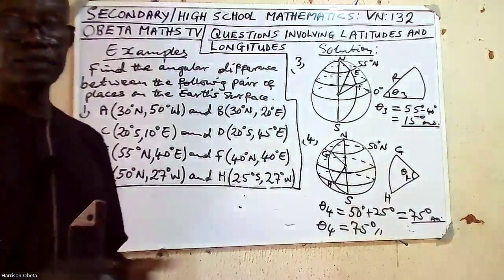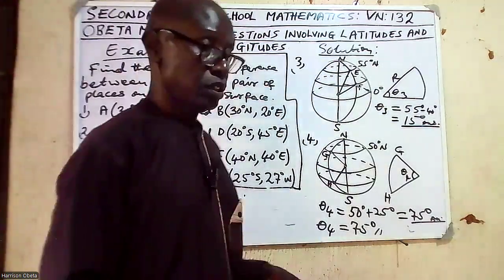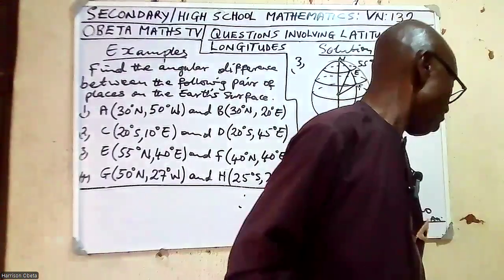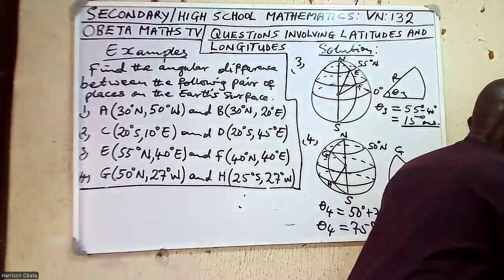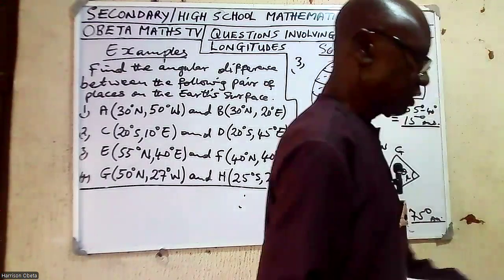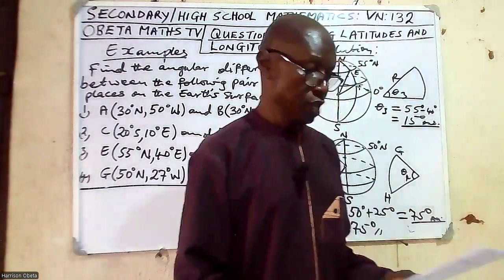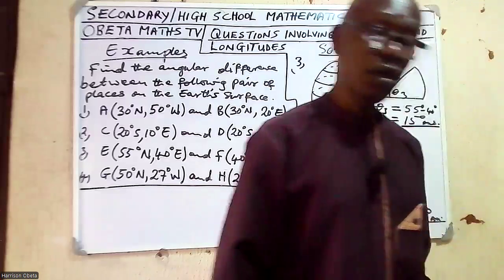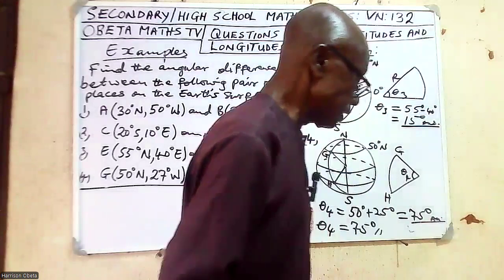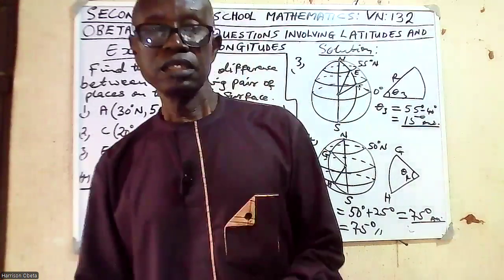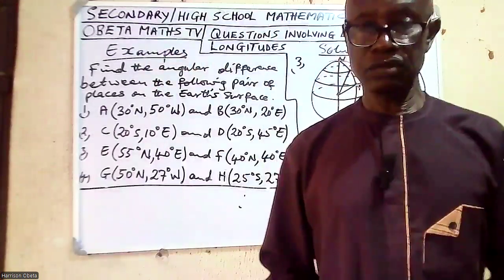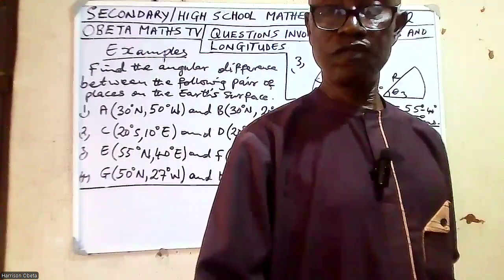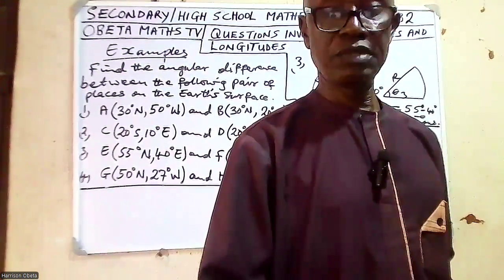So that is that. We have succeeded in getting the angular difference for all the questions we have. The next thing we are going to do is to see how we can calculate the distance of different points. Distance along small circle, distance along great circle. So let's go ahead and see some questions, and then we solve the questions and see how it can be.